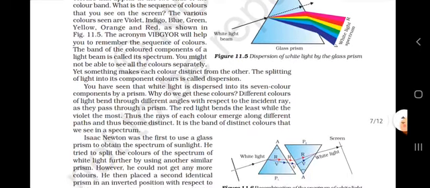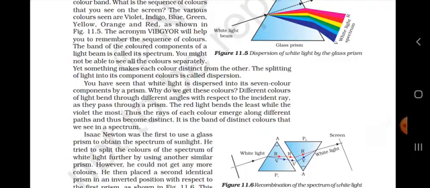But at the time when the dispersion of white light by a glass prism was invented, Newton was present, and Newton experimented on almost every aspect of physics. So what happened? Newton tried various experiments on the glass prism. Let us see what he tried.